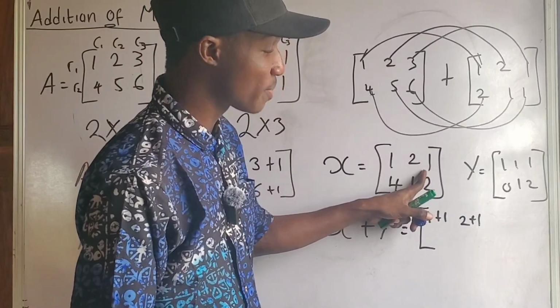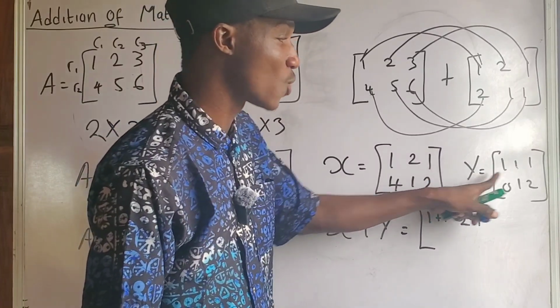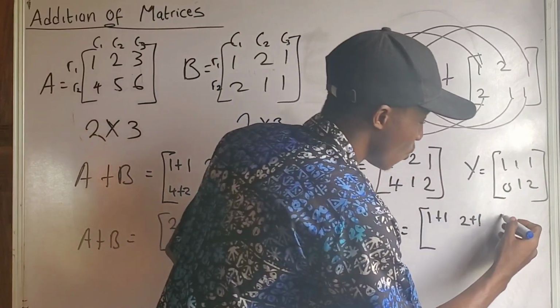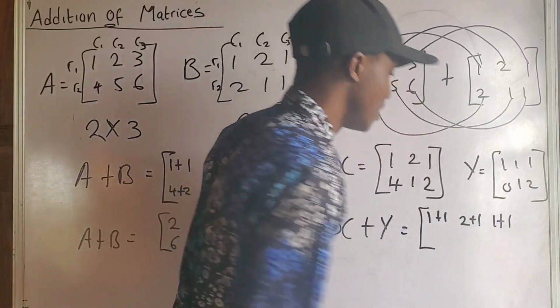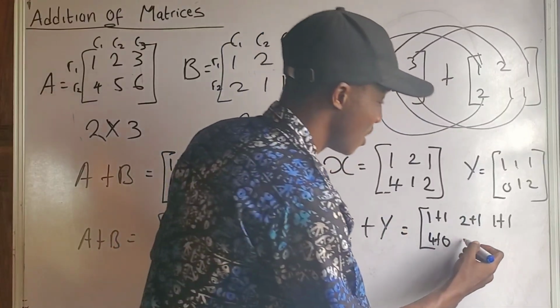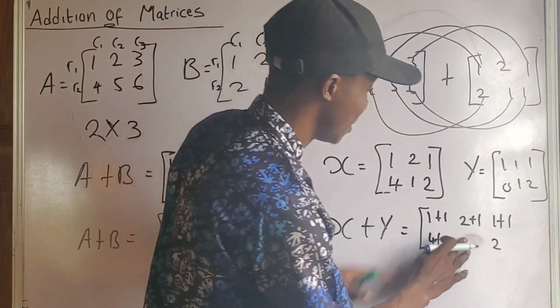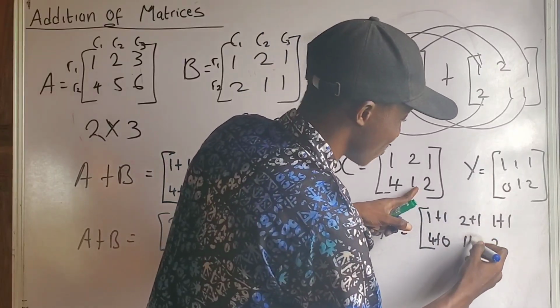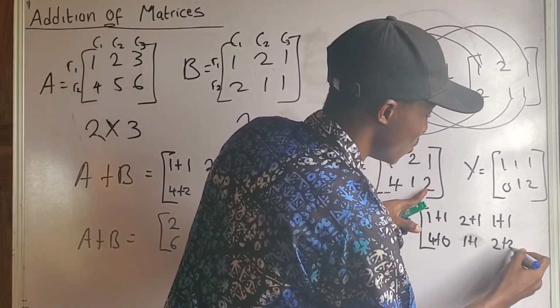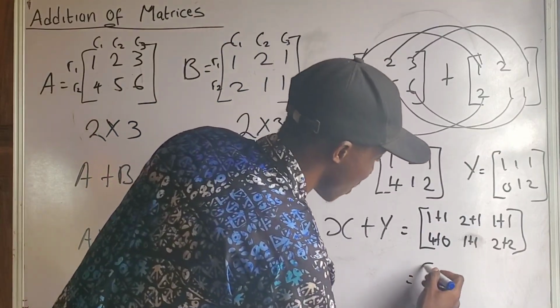For this, the element that corresponds to 1 in matrix Y is what? Is 1. So I'm going to have 1 plus 1. Then here I'm going to have 4 plus 0. Then 1 plus 0. Oh, sorry, this 1 plus 1. Then 1 plus 1. Then 2 plus 2. Do you understand?